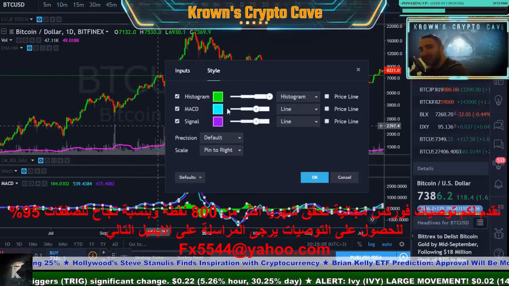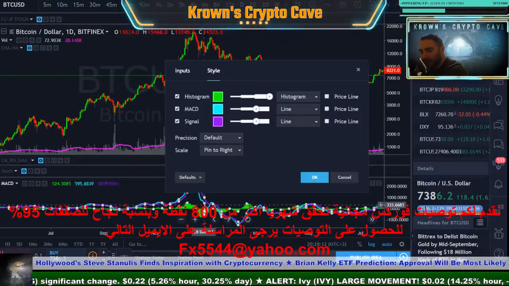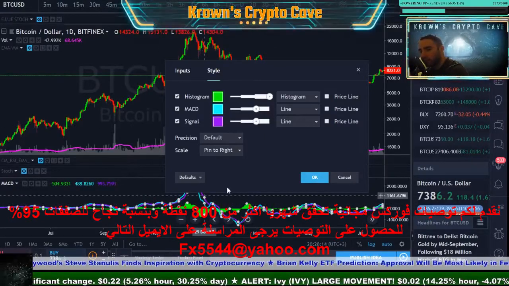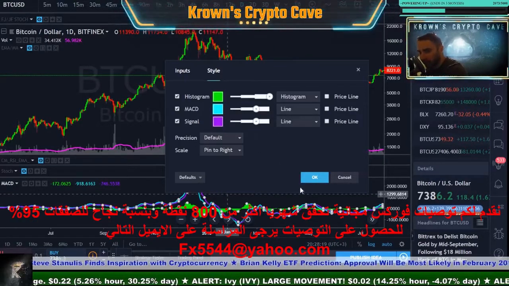Then we have the MACD and then the signal. The MACD is going to be represented by the cyan, and the signal will be represented by the purple-ish color. I made those a little bit thicker as well.